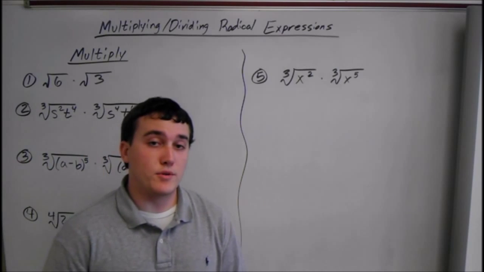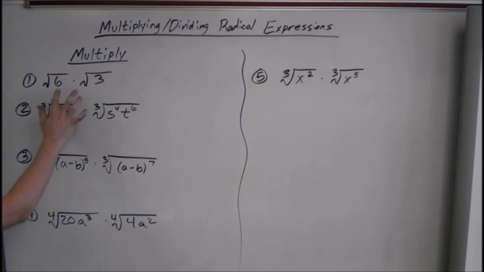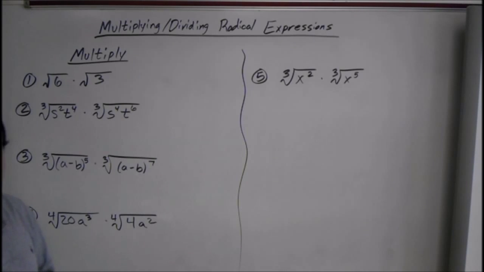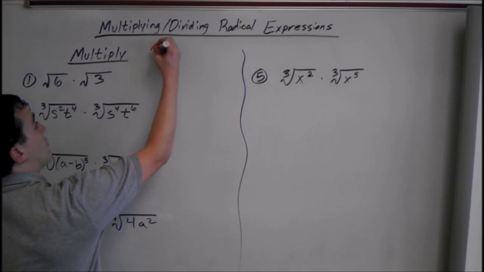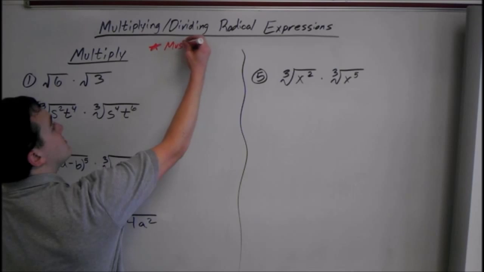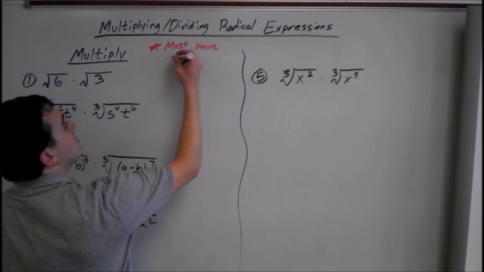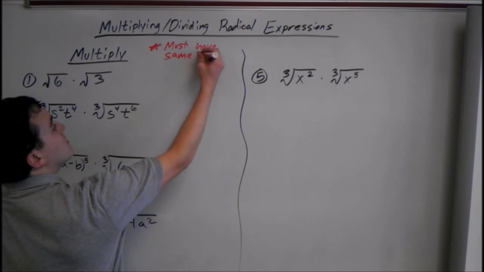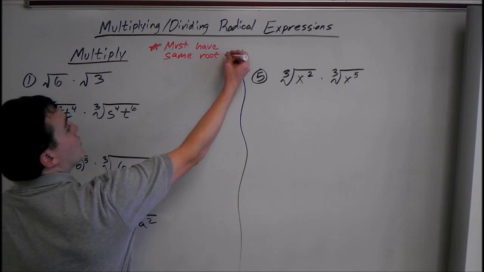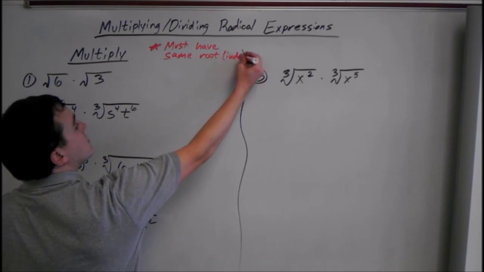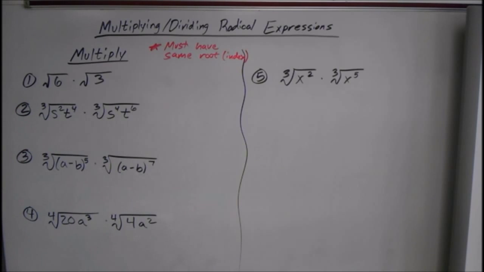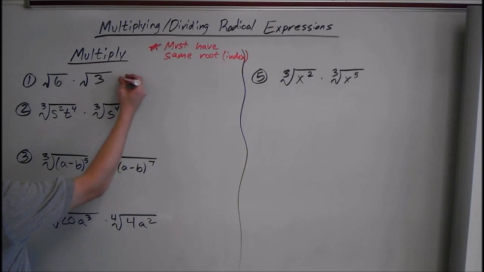Alright, next I'll be talking about multiplying two radicals. What you do need to know is they both have to have the same root, or index. Alright, so square root of 6 times square root of 3, multiply them like normal, keep them in the root.